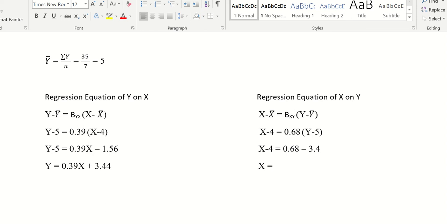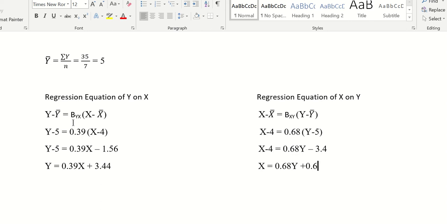And for regression line x on y, the answer would be x equals 0.68 y, minus 3.4 plus 4. So 4 minus 3.4, answer is 0.6. So x equals 0.68 y plus 0.6. This is how we have calculated both x on y and y on x. So this is a regression equation also.